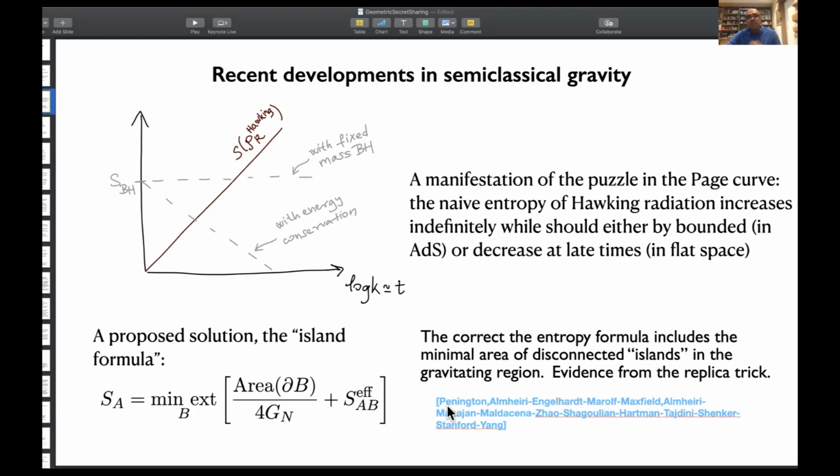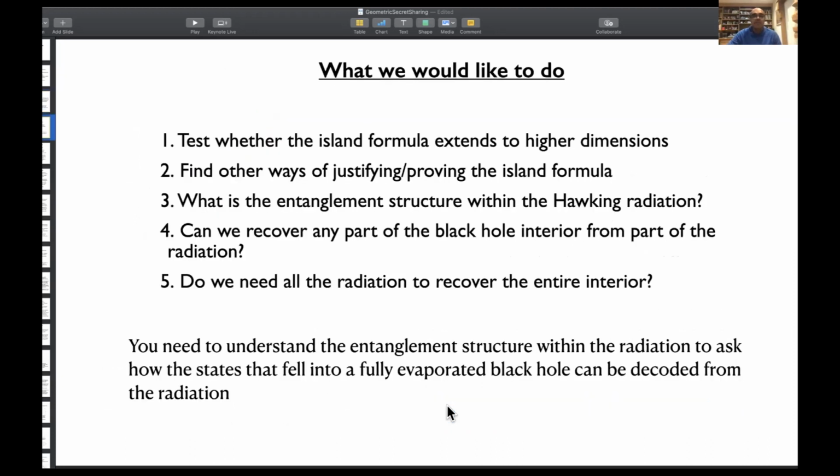So most of this evidence has been gathered in the context of two-dimensional gravity, so JT gravity, and things of this nature. So, well, to make further progress, there are a number of questions that we would like to answer, that the community would like to answer. So here are a few.